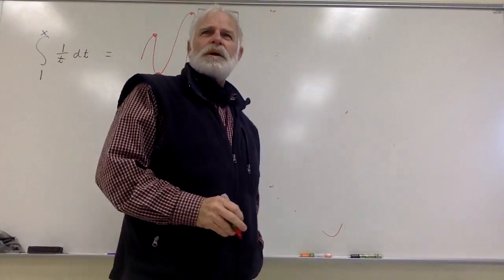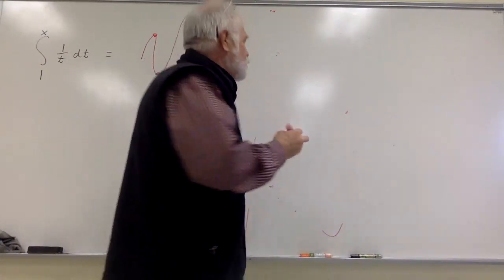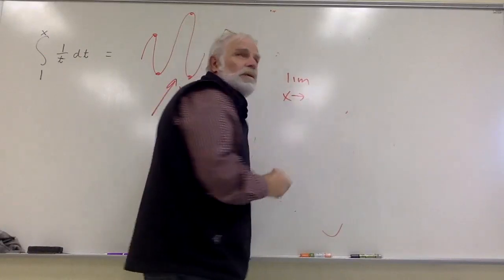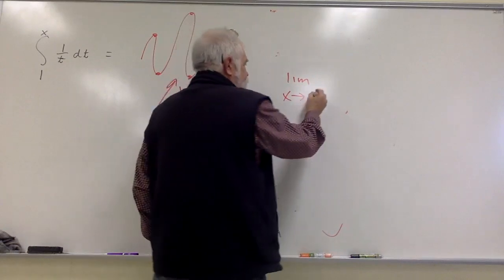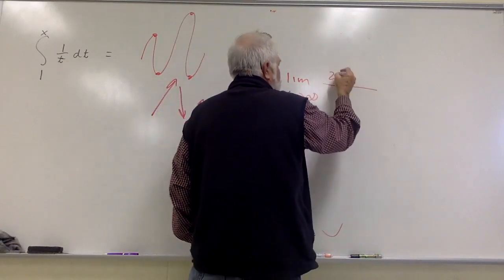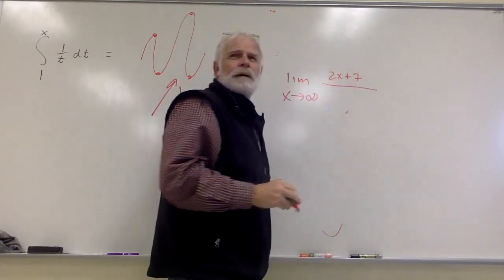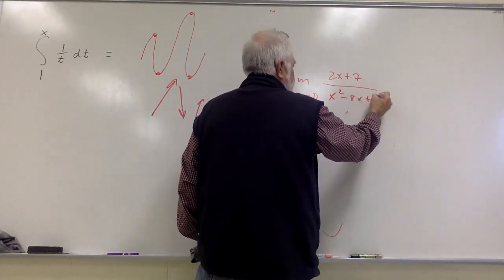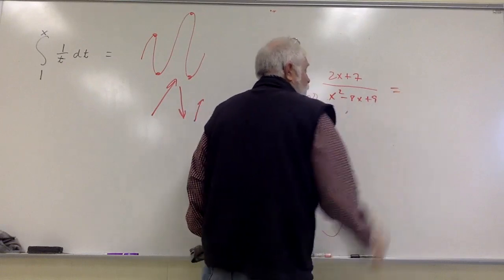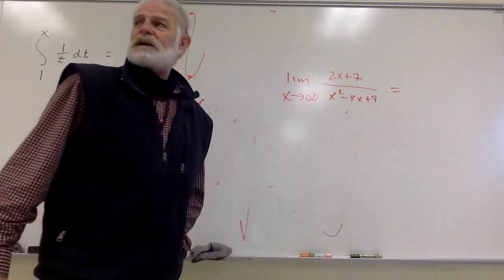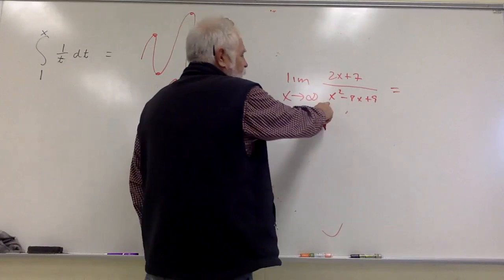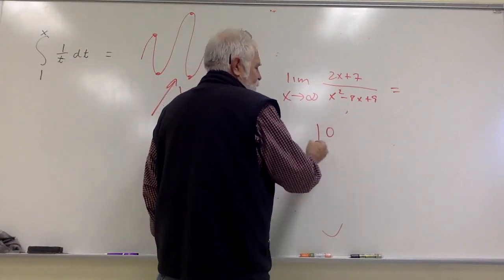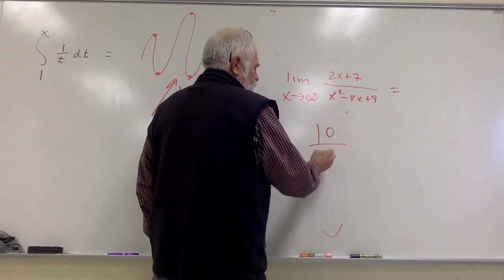All right, next problem we're going to do. The limit, let's do a quick one. What's the limit as x goes to infinity of 2x plus 7 divided by x squared minus 8x plus 9? Okay? Hopefully you know how to do that from your last class. Anytime the denominator, let's just make a numerator of 10. Let's make the denominator 15.